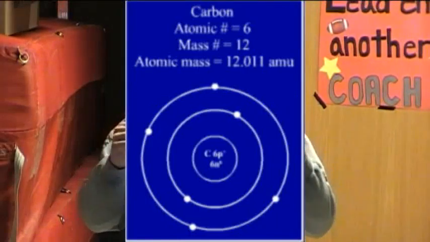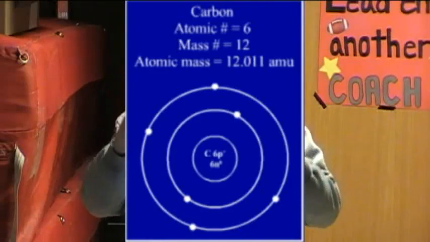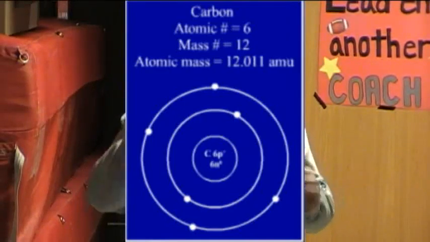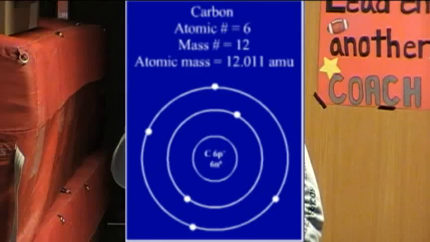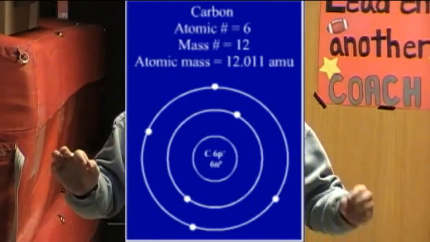From the top of the Bohr diagram. It's just facts, you know. The top name is the element name. Then the second is the atomic number. The third is the mass number of the element. And then the fourth is the atomic mass of the element.